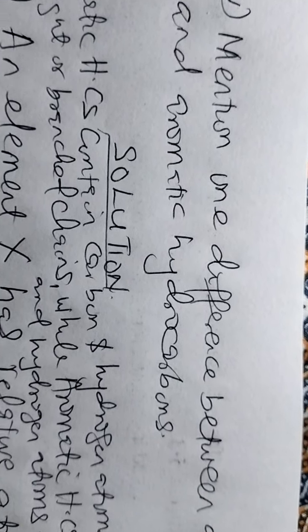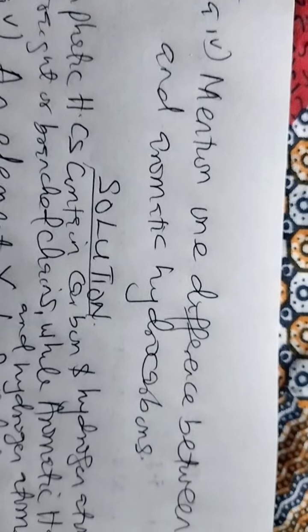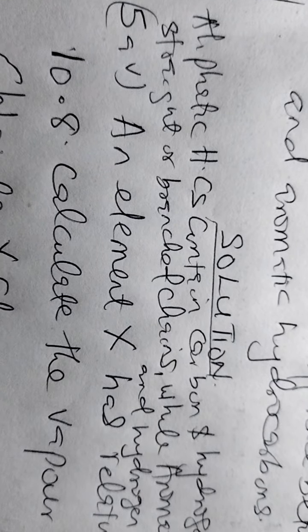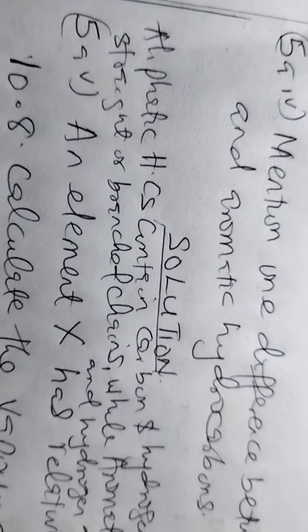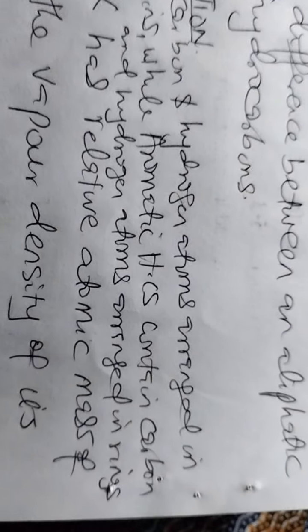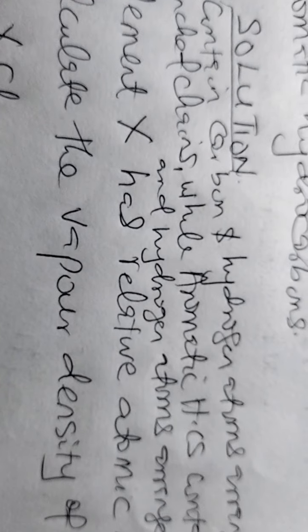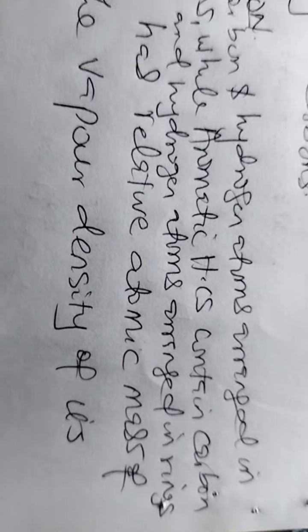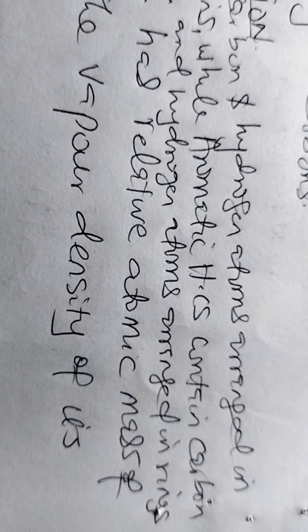Then 5BIV says mention 1 difference between an aliphatic and aromatic hydrocarbon. Going to the solution, aliphatic hydrocarbons, the symbol there has C stands for hydrocarbons. Aliphatic hydrocarbons contain carbon and hydrogen atoms arranged in straight or branch chains, while aromatic hydrocarbons contain carbon and hydrogen atoms arranged in rings with delocalized pi electrons.